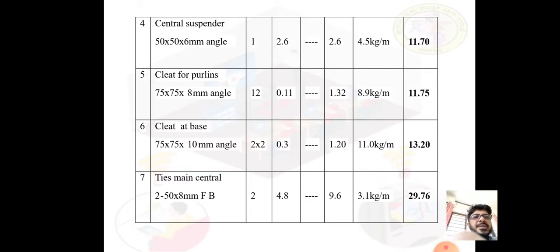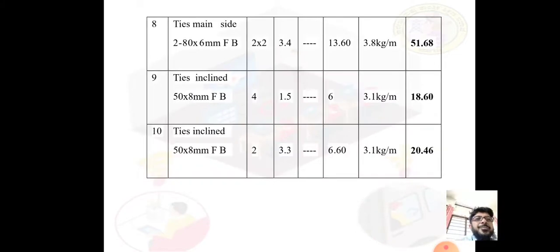Next, ties, number 7, ties main central. So here 2 into 50 into 8 mm. So it is just like a rectangle tie. So 2 sides, so 2, its length is given as 4.8 meter. So 2 sides means 4.8 into 2, 9.6. So its weight is 3.1 kg per meter, and now total weight is 3.1 into 9.6, 29.75.